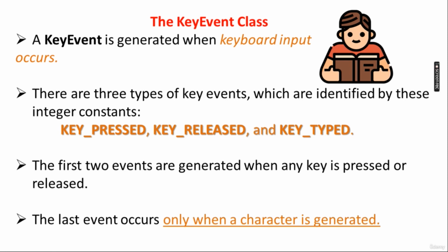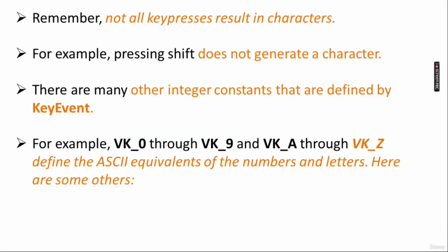The first two events are generated when any key is pressed or released. When you press the key, it's key pressed. When you release it, key released. As simple as that. The last event occurs when a character is generated. So whenever you are entering a key and that is creating a character, it can be an A to Z alphabetical character, it can be a numerical character, or it can be any special character. Any type of character, if it is generated, will generate the key typed event. Not all key presses result in a character. Pressing Shift does not create any particular character.